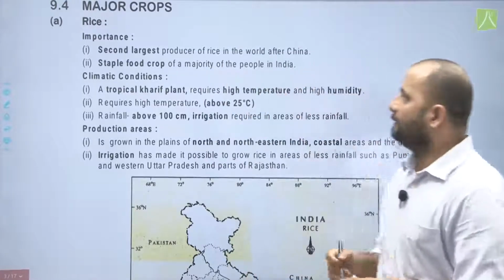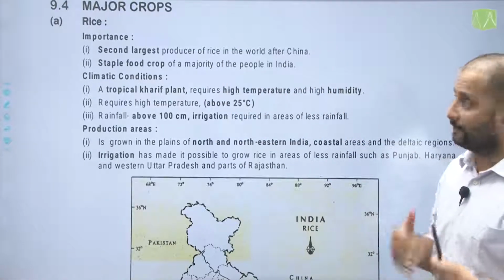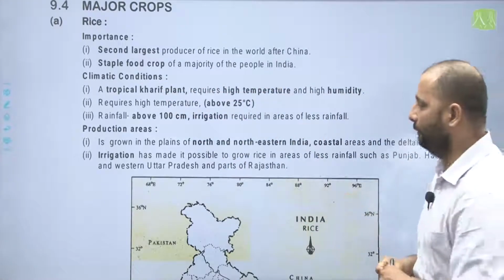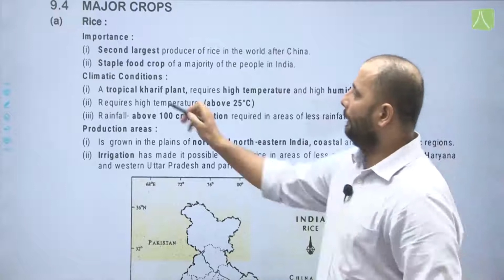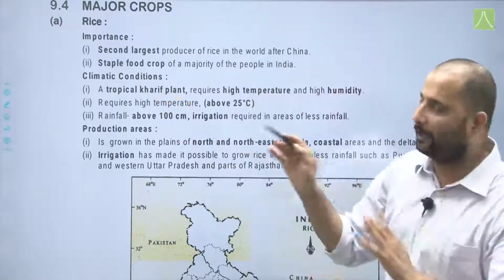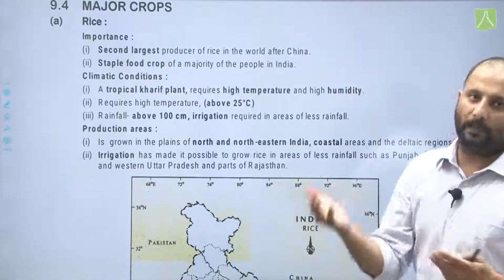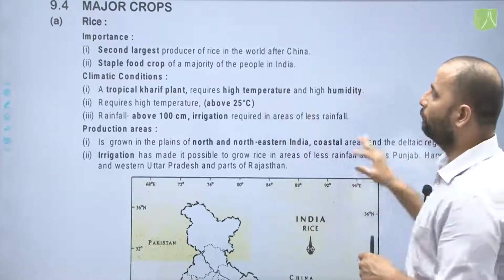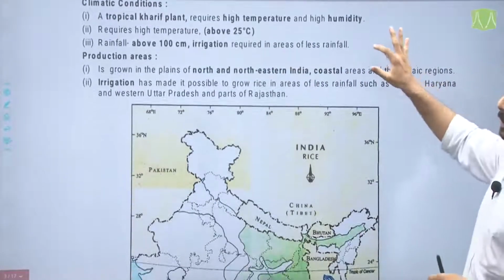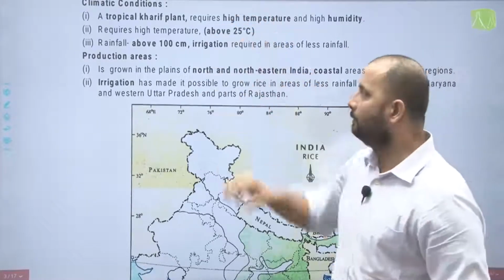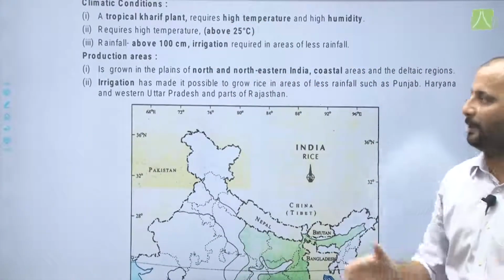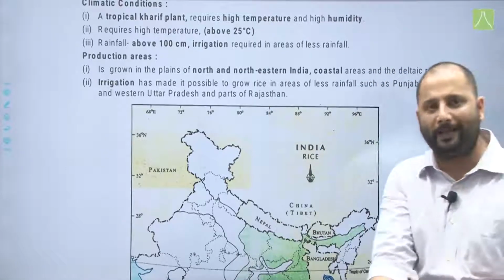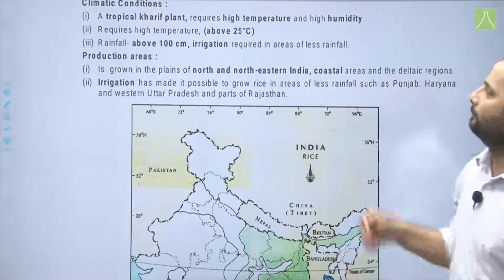So rice is important. India is the second largest producer of rice in the world after China, and it is the staple food crop of a majority of people in India. We will see it on the map also. Climatic conditions: it requires a tropical Kharif plant. India has a tropical type of climate. Kharif plant, that is during the monsoon, and requires high temperature and high humidity. Requires high temperature, about 25°C, and rainfall above 100 centimeter during the rainy season, and in parts where rainfall is less, irrigation is required.